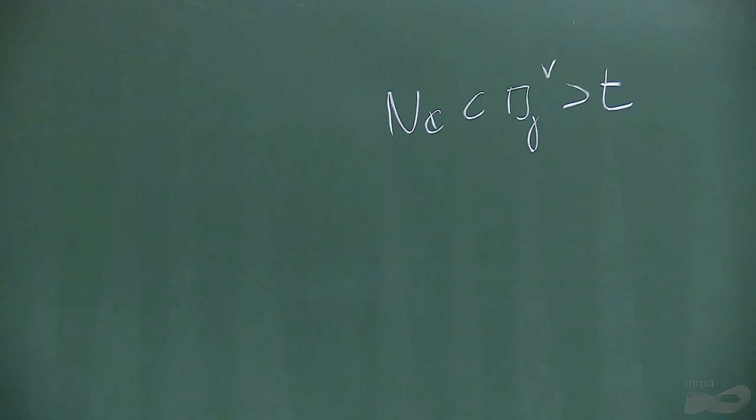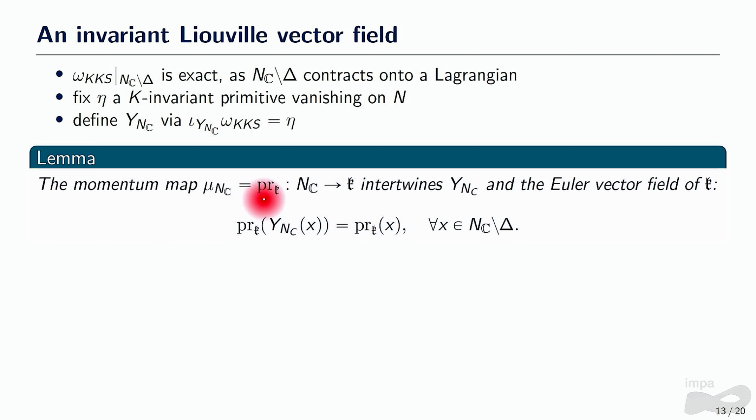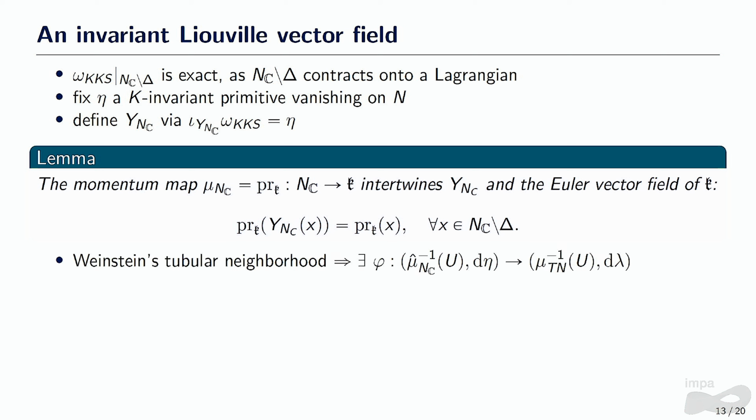So this notion of projection makes sense, and we can show that this vector field here actually projects to the Euler vector field on this Lie algebra K, which is good news, because this is precisely what we need to show that we can shrink, using the flow of this Liouville vector field, any neighborhood of the zero section.